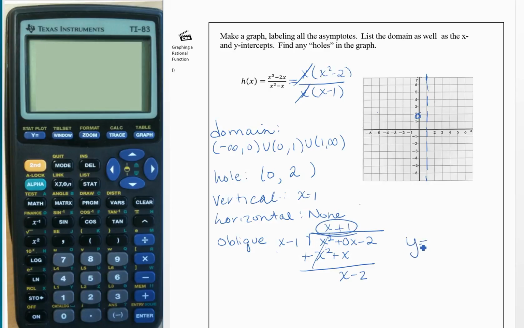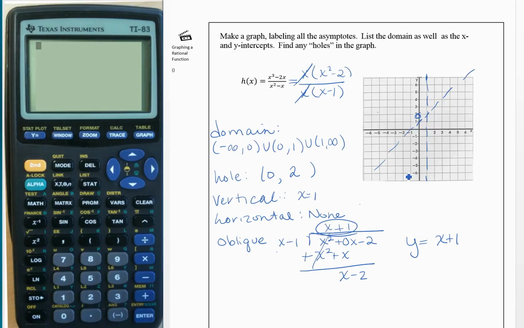So our oblique asymptote is going to be y equals x plus 1. So that's going to be a line where the y-intercept is 1 and the slope is 1. So go up 1 over 1. So we get that.